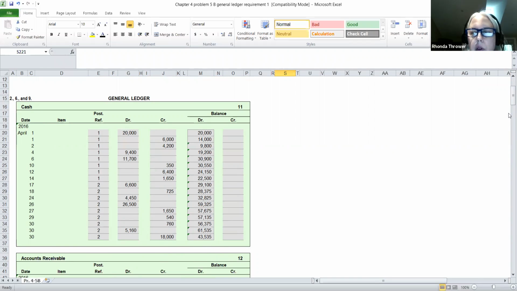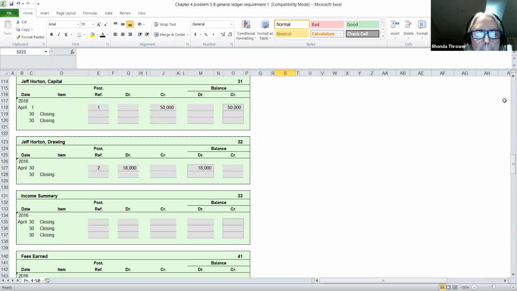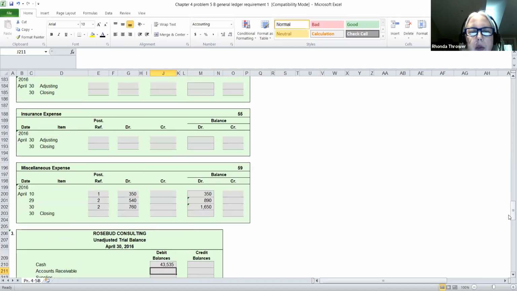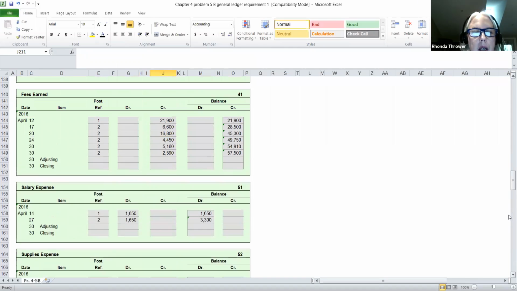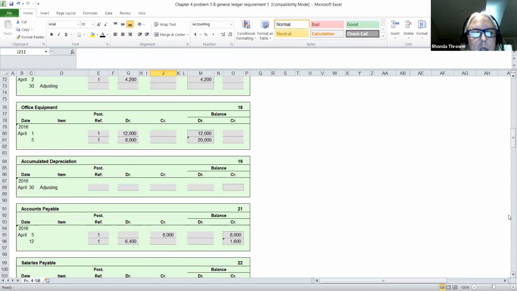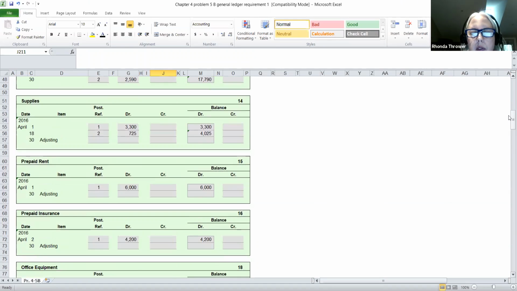So we're going to start with our cash account. The ending balance at this time is $43,535. I'm going to put that on the debit side because it is a cash account. All asset accounts have debit balances. So I'm going to go back to my ledger and go to my accounts receivable, the next ledger account in the ledger. I'm going to pick up the ending balance, which is $17,790.